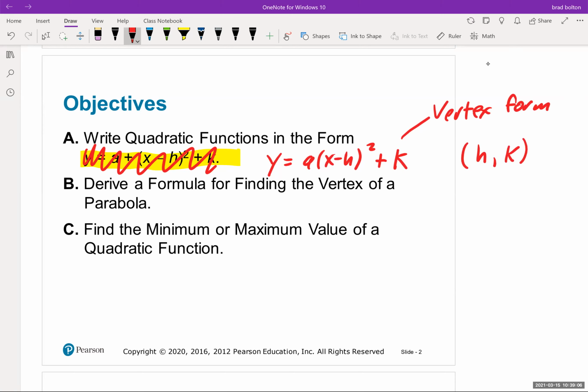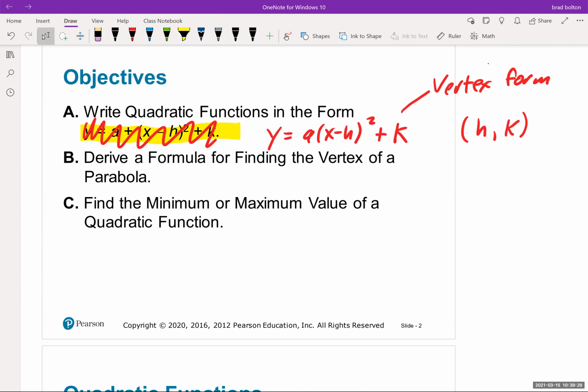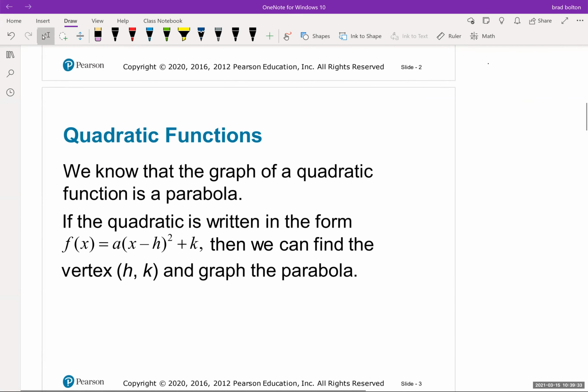Okay, then it says for part B, derive a formula for finding the vertex of a parabola and then find the minimum or maximum value of a quadratic function. So for part B, we're just going to use the formula. And then in part C, we will learn how to use the calculator to find minimum or maximum values as well. And if it is needed, I will make a separate video on just how to use the calculator for this stuff.